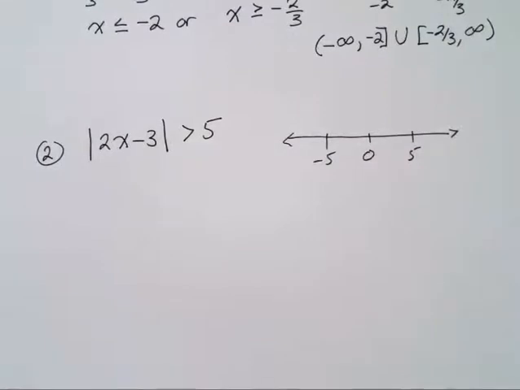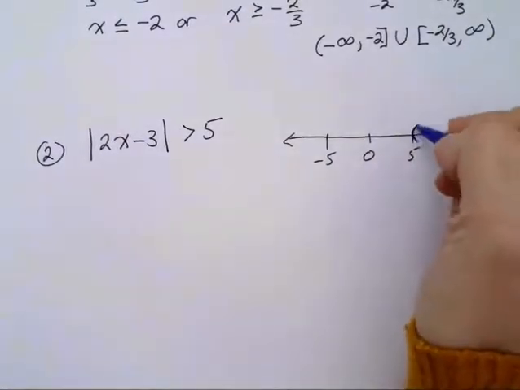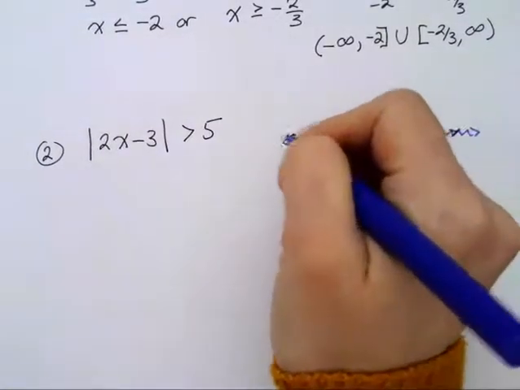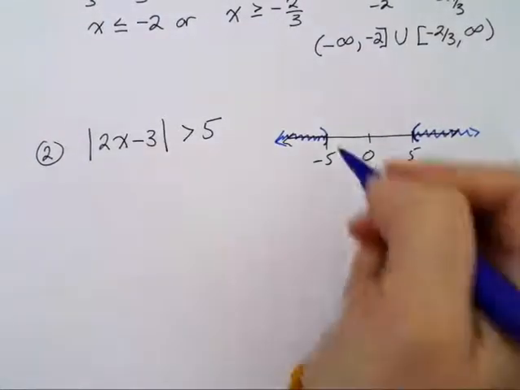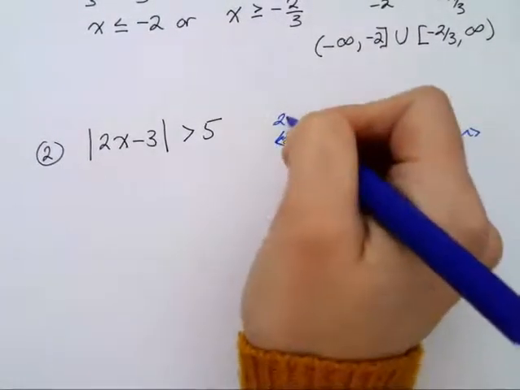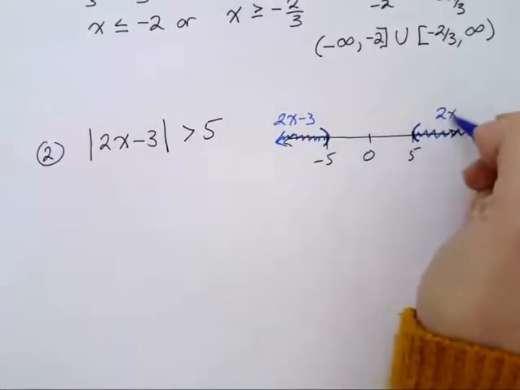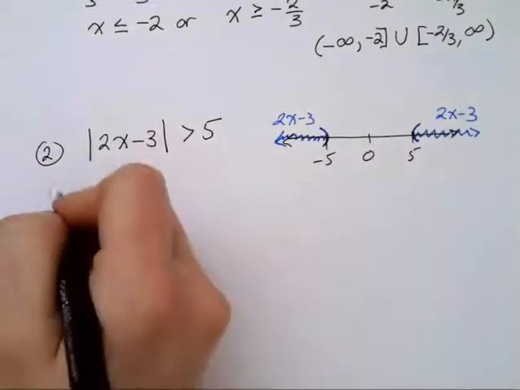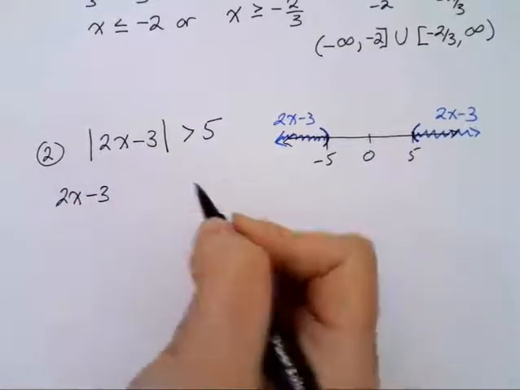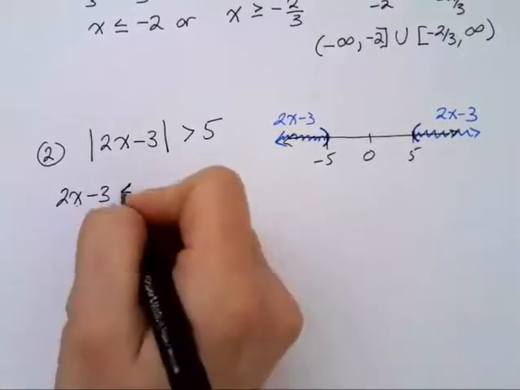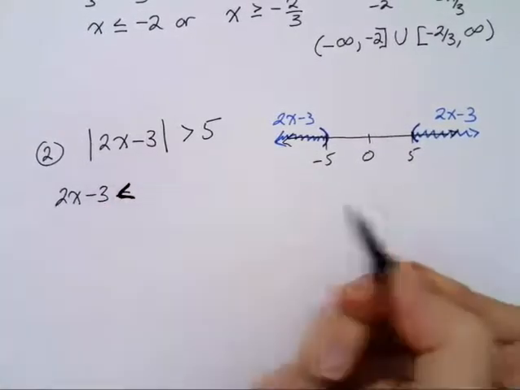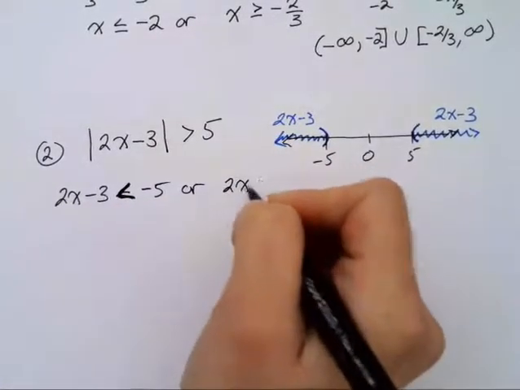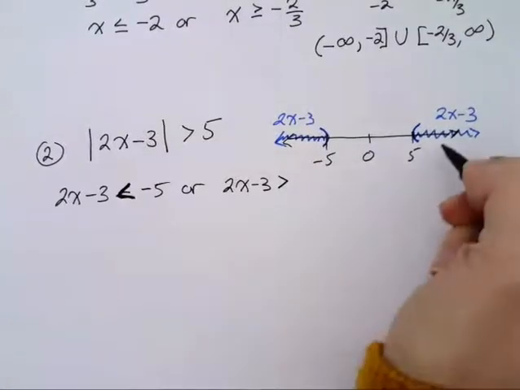So I'm shading to the right of 5, but not including 5. I'm shading to the left of negative 5, but not including negative 5. And that's where 2x minus 3 lives. So I'll write my two inequalities. 2x minus 3 is less than, just less than, negative 5. Or 2x minus 3 is greater than positive 5.